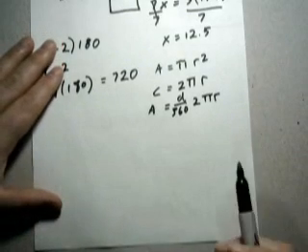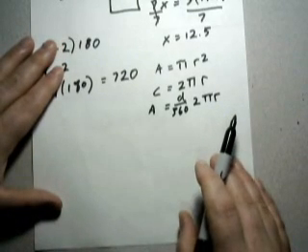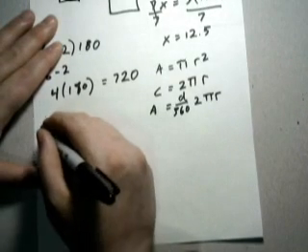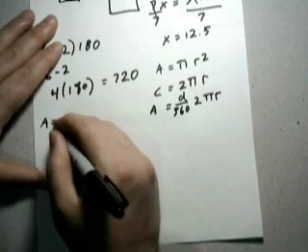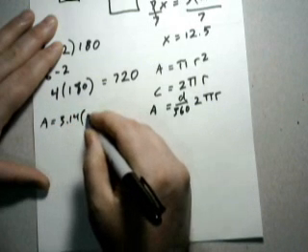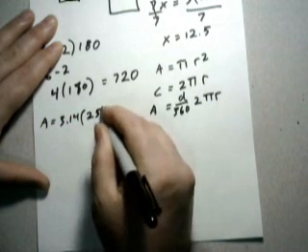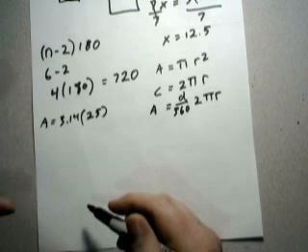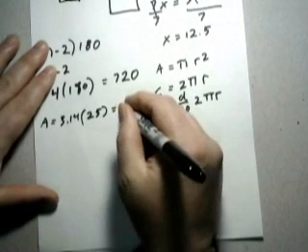All right, so the first one, our radius is 5. So the area of that one is equal to 3.14 times 5 squared, which is 25. So 3.14 times 25, 78.5.